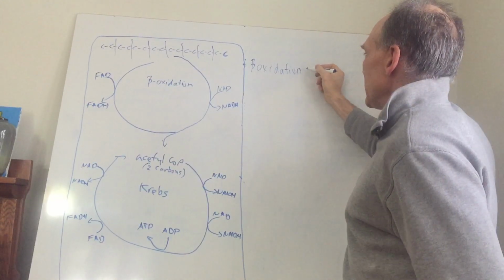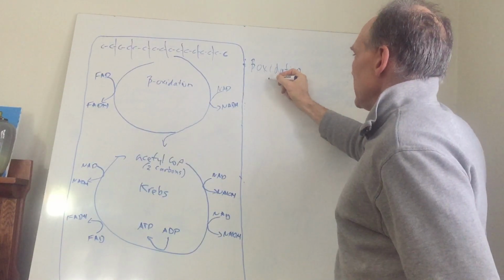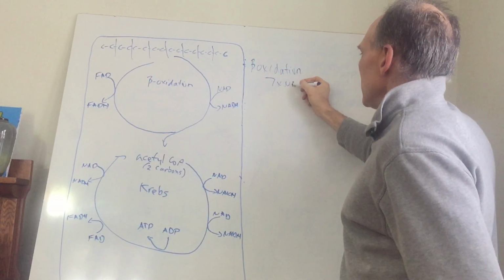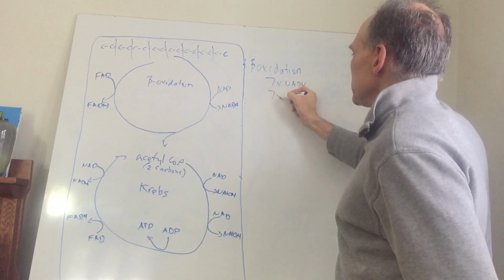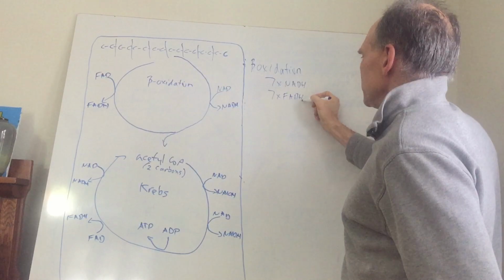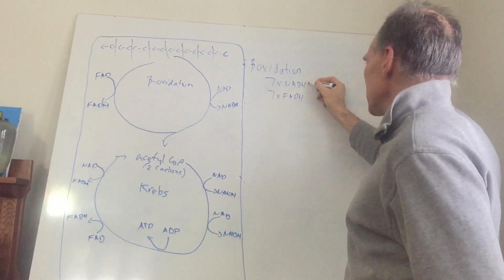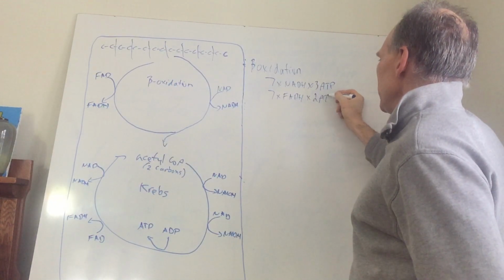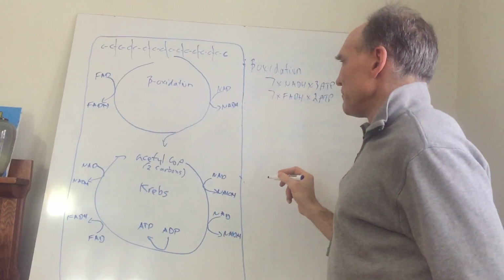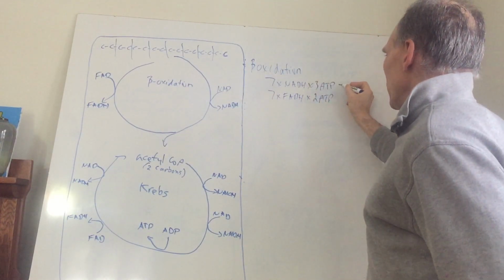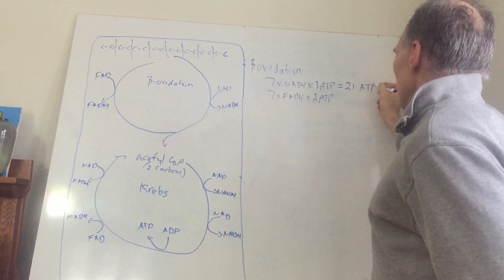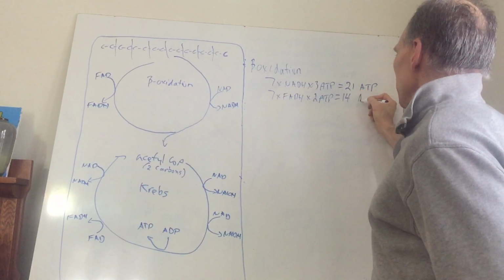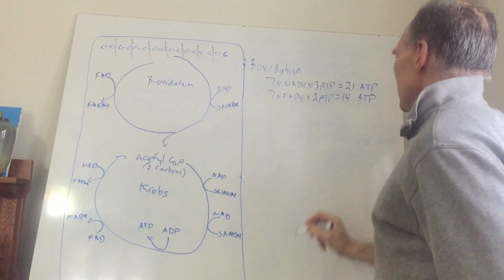Just adding up the ATPs here, you get 7 times NADH, and then you get 7 times FADH. For each NADH that goes through the electron transport chain, you get 3 ATPs, and for each FADH, you get 2 ATPs. So you can see just from the beta oxidation, you end up getting 21 ATPs from your NADH and 14 ATPs from your FADH.